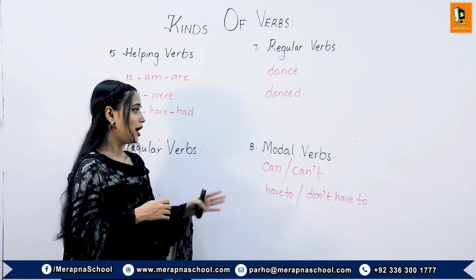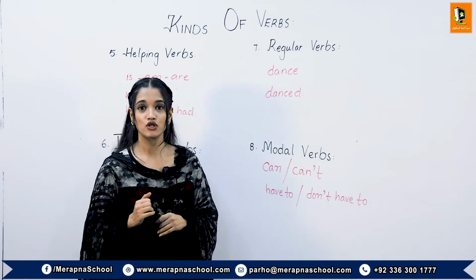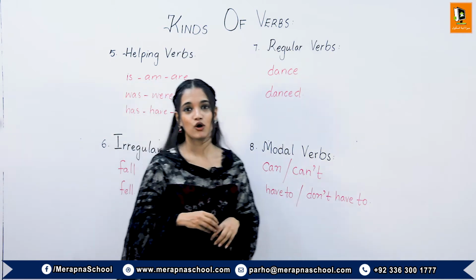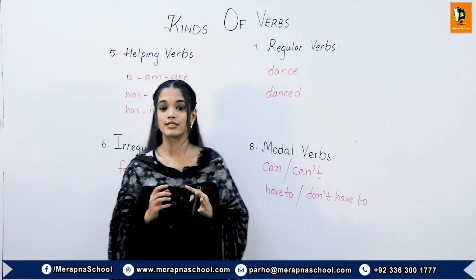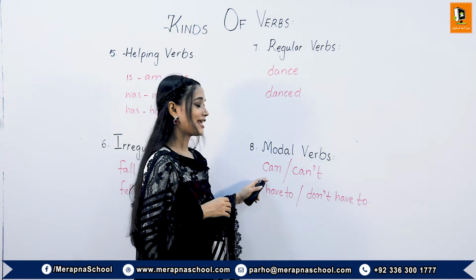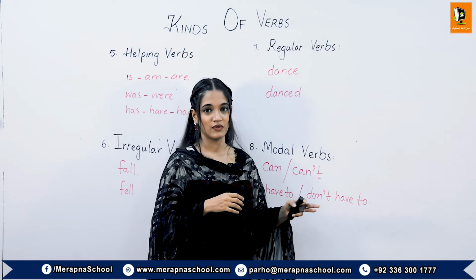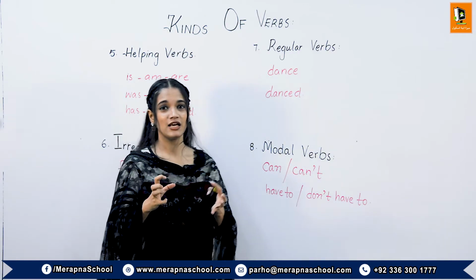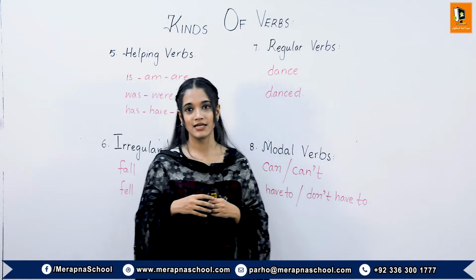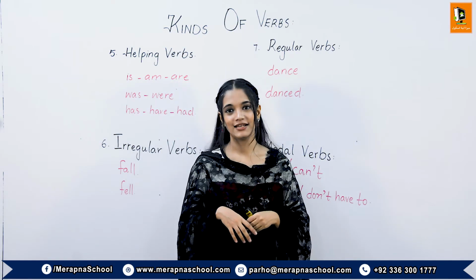Now we talk about the modal verbs. Modal verbs change other verbs in a sentence to show a level of possibility, to indicate ability, to show obligation or requirement to do something, to give permission. Some of the modal verbs are can, can't, have to, don't have to. We have main modal verbs such as can, could, must, have to, should, would, will, shall, etc.